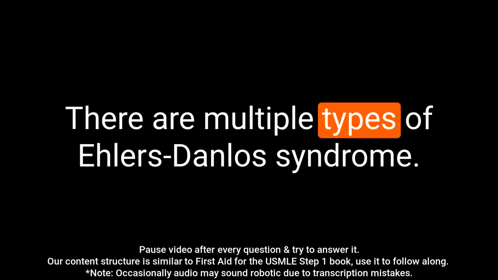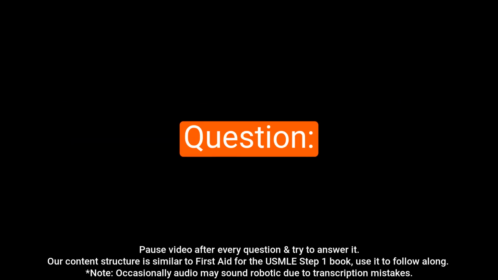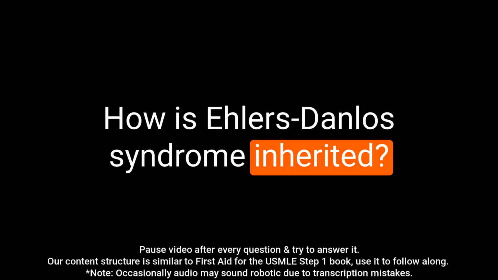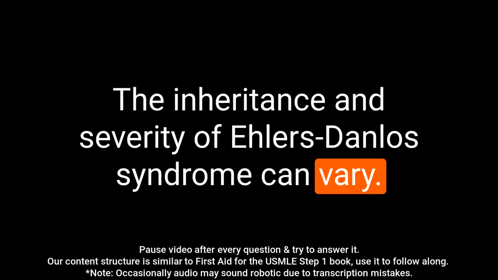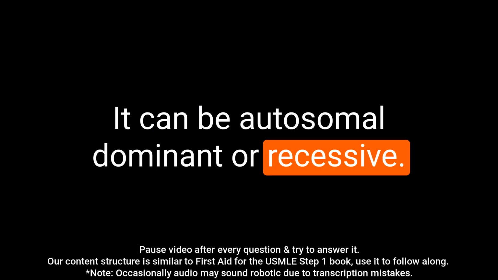Answer: there are multiple types of Ehlers-Danlos syndrome. Question: how is Ehlers-Danlos syndrome inherited? Answer: the inheritance and severity of Ehlers-Danlos syndrome can vary. It can be autosomal dominant or recessive.